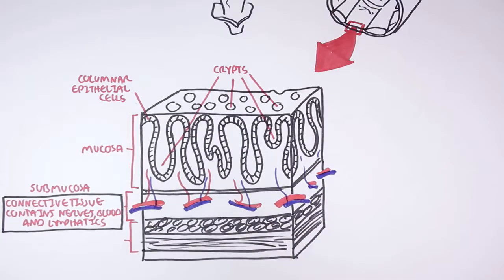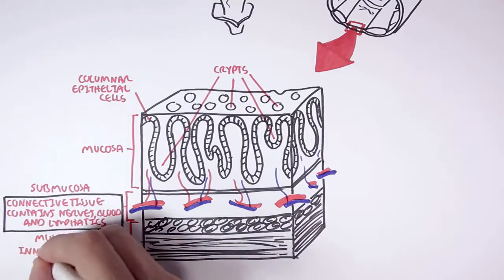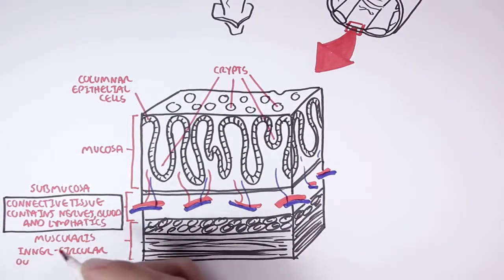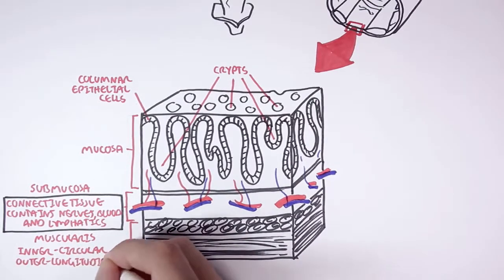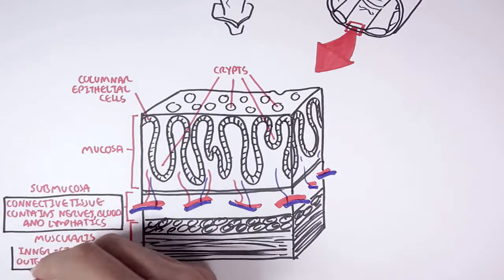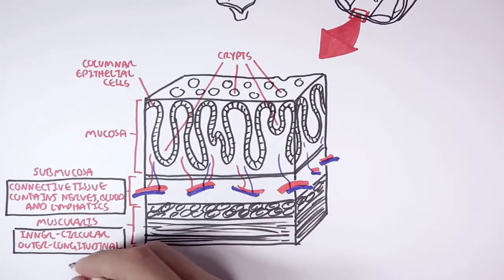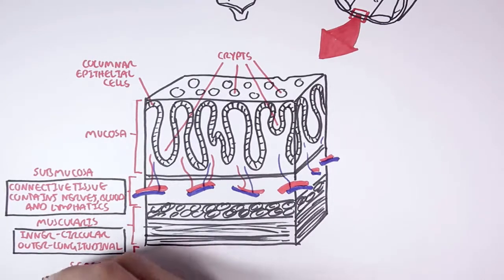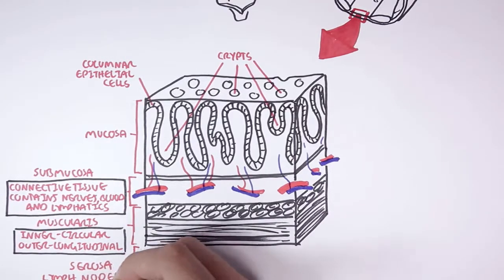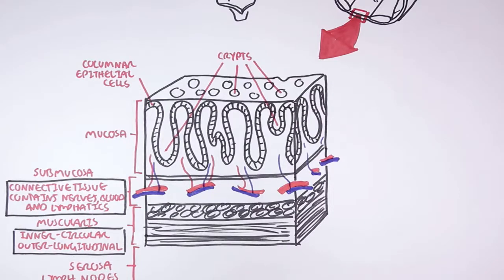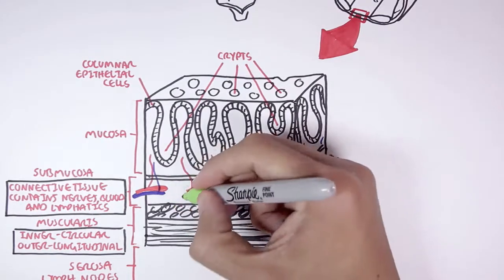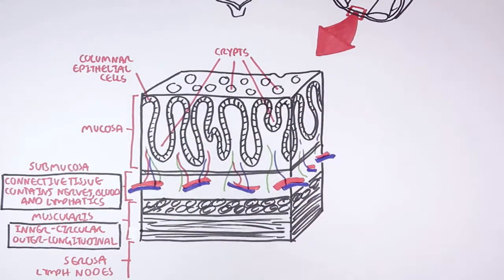Then there is the muscularis, which is the muscle layer. There are actually two muscle layers. We have the inner muscle layer where we have circular muscles, and then the outer muscle layer where we have longitudinal muscles. The outermost layer of the large intestine is connective tissue layer called the serosa. After the serosa, we can find various structures such as lymph nodes that connect with lymph vessels that reach the mucosa layer.